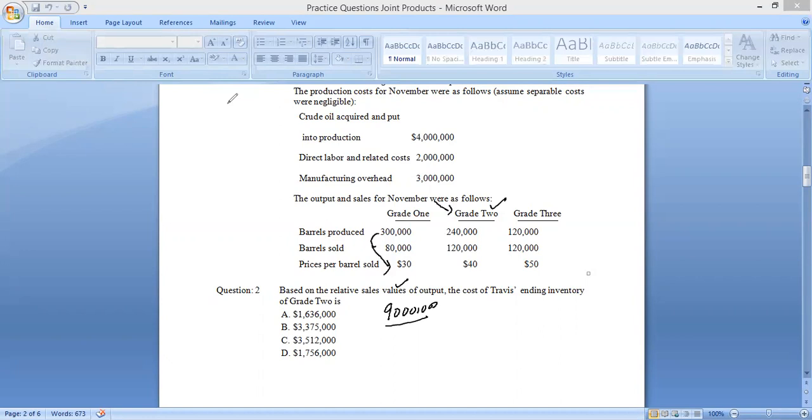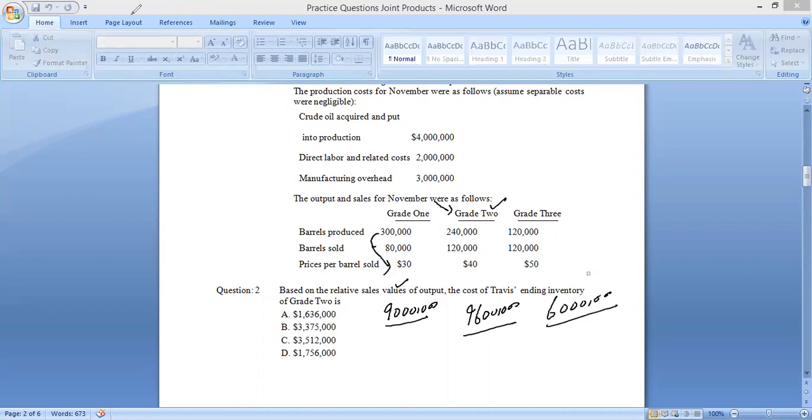So sales value for the second product, we have 40,000 multiplied by 40. So we got, students, 9.6 million is the sales value of the second product. Now we move to the third product. We produced 120,000 and sold the same, 120,000 multiplied by 50. So here, students, our sales value came to 6 million.